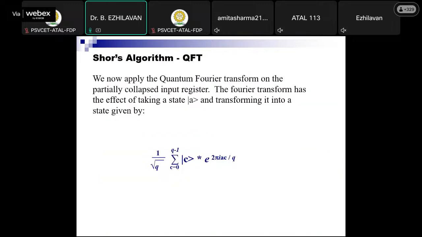In quantum computing, whatever thing we study or prepare for one time, we can't understand clearly. So we have to study at least 2 times or multiple times. Then only it will be understood easily. Now we will go for quantum Fourier transform.